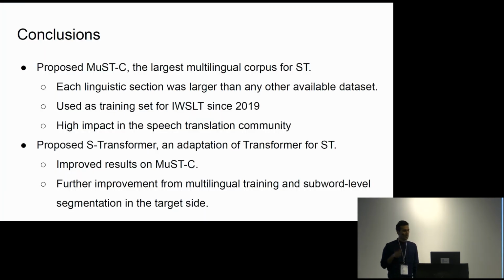So to conclude, we proposed MustSee, that at the time was the largest multilingual corpus for speech translation. Now there are more corpora with more languages, but for size for a single language, I think MustSee is still the largest. And we also proposed S-Transformer, that was an adaptation of Transformer for speech translation that improved results on MustSee over time quite significantly. And we also participated in IWSLT by proposing new different techniques for training, and we saw a large improvement on this task. We, together with the community, and now the direct speech translation models are more usable, are almost on par with cascaded speech translation models.